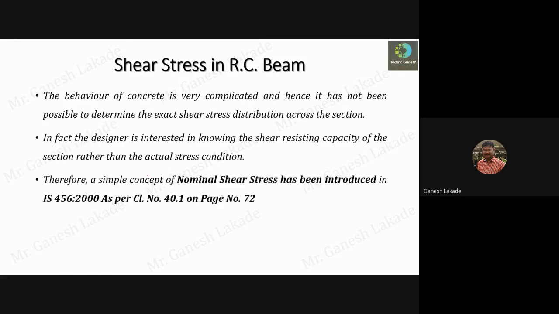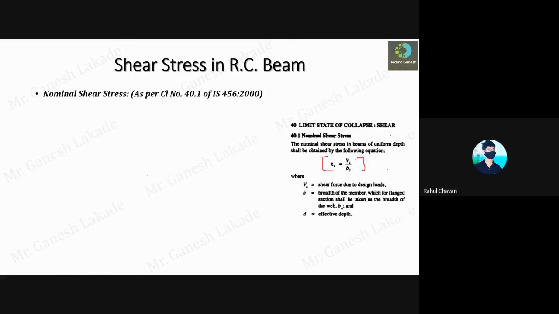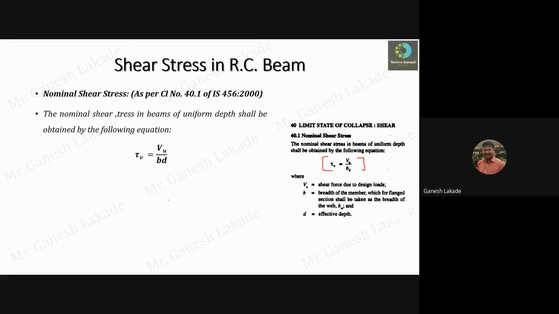Width of b here, I'm asking b. In case of this equation, clause number 40.1, Vu is the design shear force or the shear force due to the design load. b is the width of section and d is the effective depth of section. So b into d is the effective cross-sectional area of the section, and Vu is the design shear force. So force per unit area gives you the stress, shear stress here, tau v.